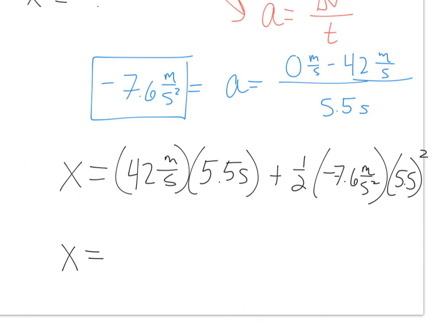You can do it in pieces and put this number here and this number here, and then add them together. That works, but you could also just do it all in one line in your calculator. Please do it all in one line in your calculator. Use parentheses around 1/2 if you're going to write a fraction of 1/2, or just take negative 7.6 times 5.5 squared divided by 2. Okay, but please do this. Don't just sit there. Do it.